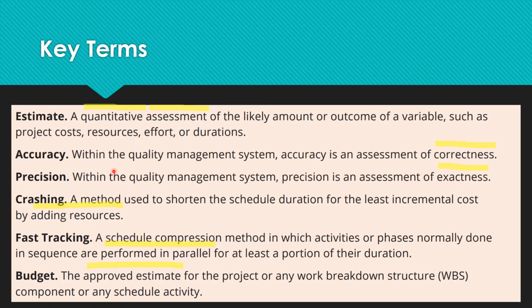Crashing and fast tracking are both schedule compression techniques. Crashing is a schedule compression technique where you reduce or shorten the schedule by adding more resources. So you can complete a 10-month project in 5 months by adding double the resources. Fast tracking is managing the sequenced activities and doing them in parallel so that you can compress your schedule by 10% or 20% or 50%, whatever it is. What do you mean by budget? Budget is an approved estimate for the complete work of the project to be executed.